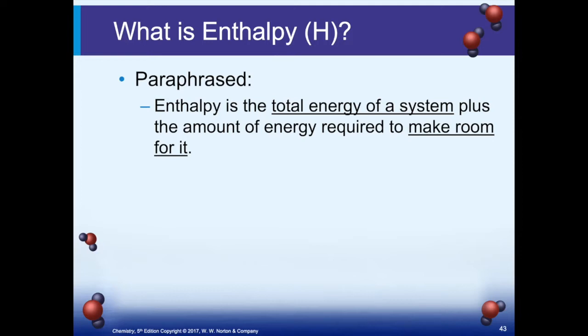So the analogy that I often use is if a person writes a book, right? A lot of energy went into writing that book. So think of the book as the system. So a lot of energy went into writing that book. But that's not necessarily the end of the story, because if that person's going to put the book on a bookshelf, they kind of have to scoot the other books out of the way. They have to make room for that new book. So that's enthalpy. Enthalpy is that energy that's required to create the system, that total energy of the system. But it also includes that energy required to make room for that system that you just made.